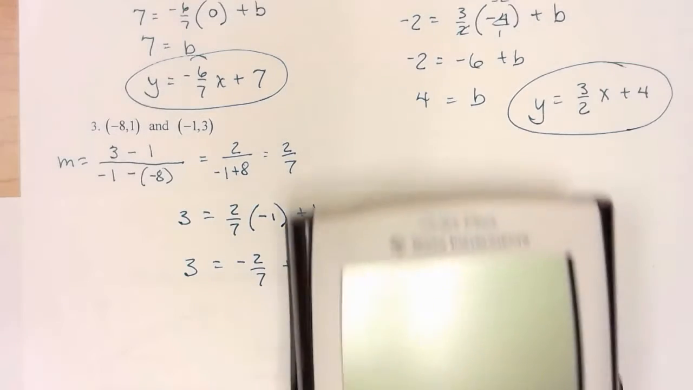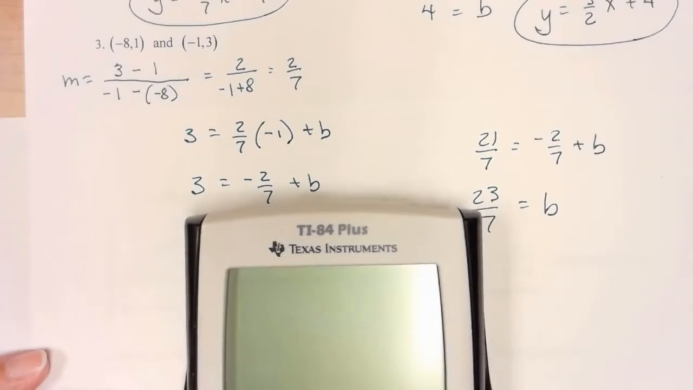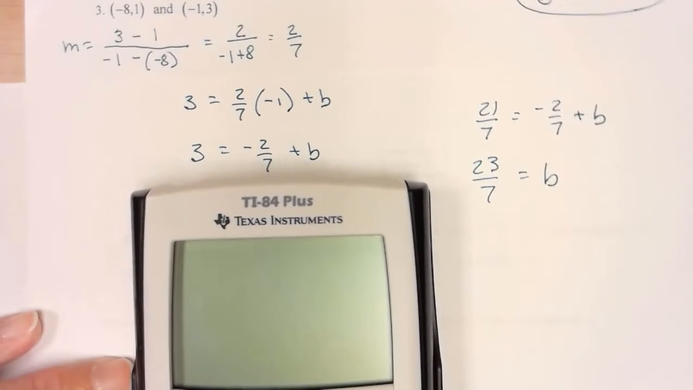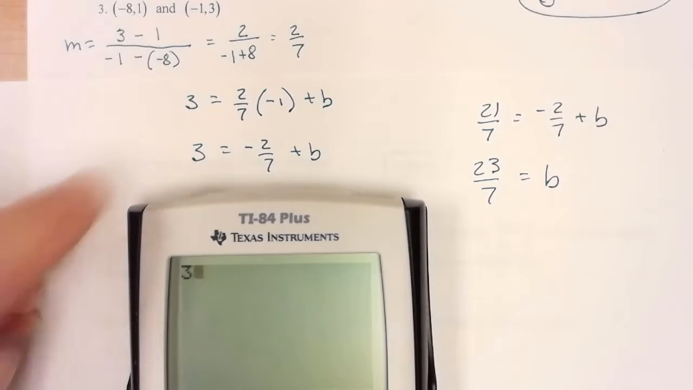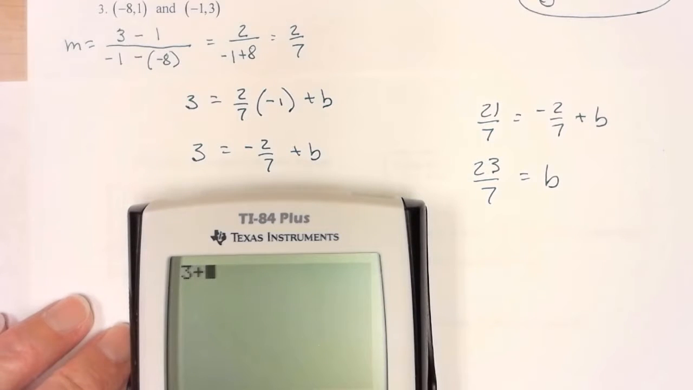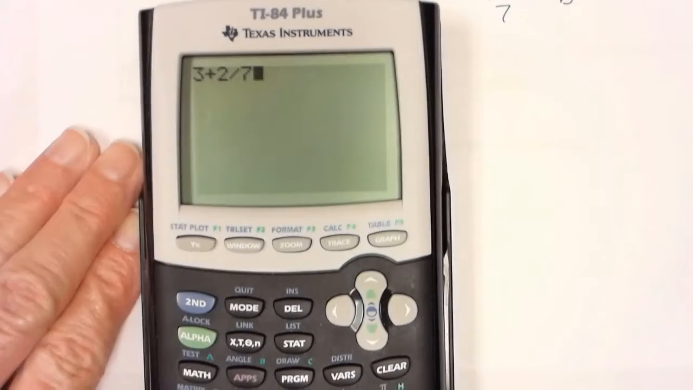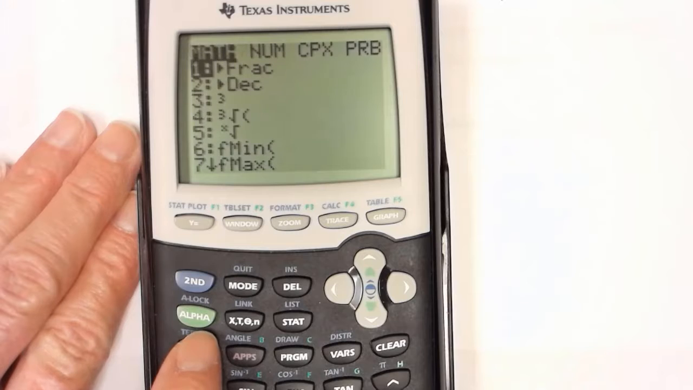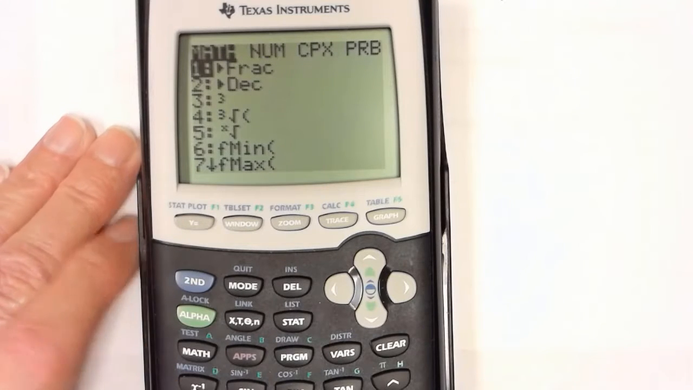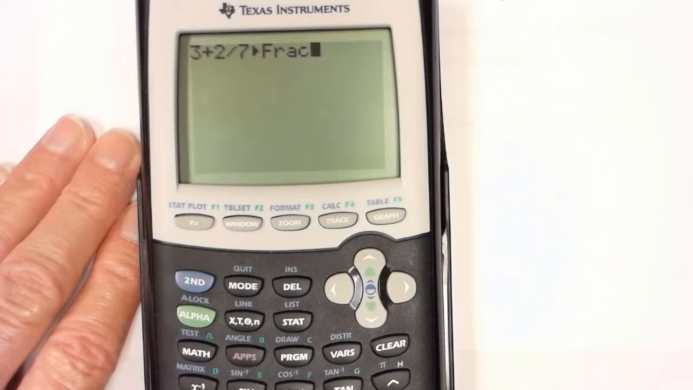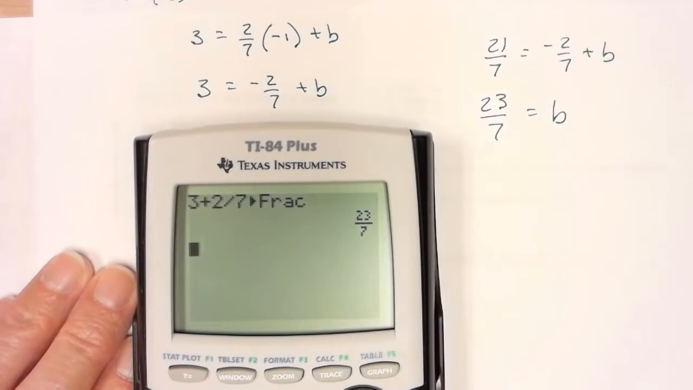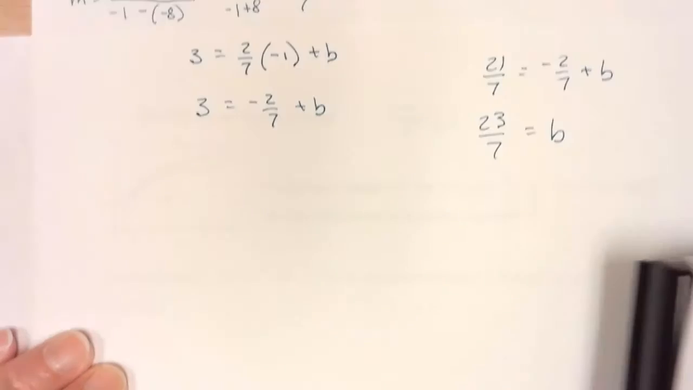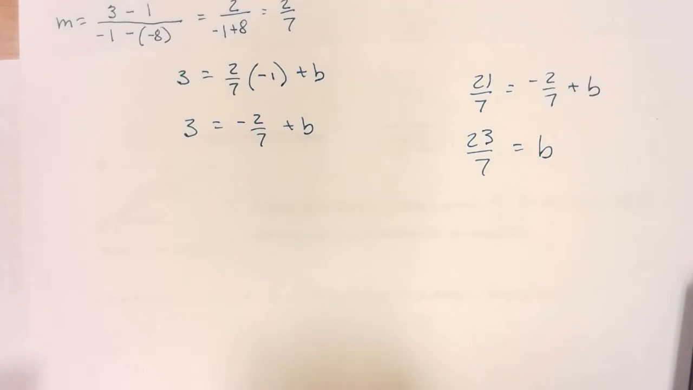Or, let me do it via calculator. See if I can get it in here so you can see it. Let me have my 3. I'm going to add 2/7, so plus 2 divided by 7. I'm going to frac it. To do that, you go to math. If you press math, you get that menu, and frac is the very first thing. And all I'm asking the calculator to do is change this into fractional form. So that's what we got, 23/7. So either by hand or by calculator, it's up to you.